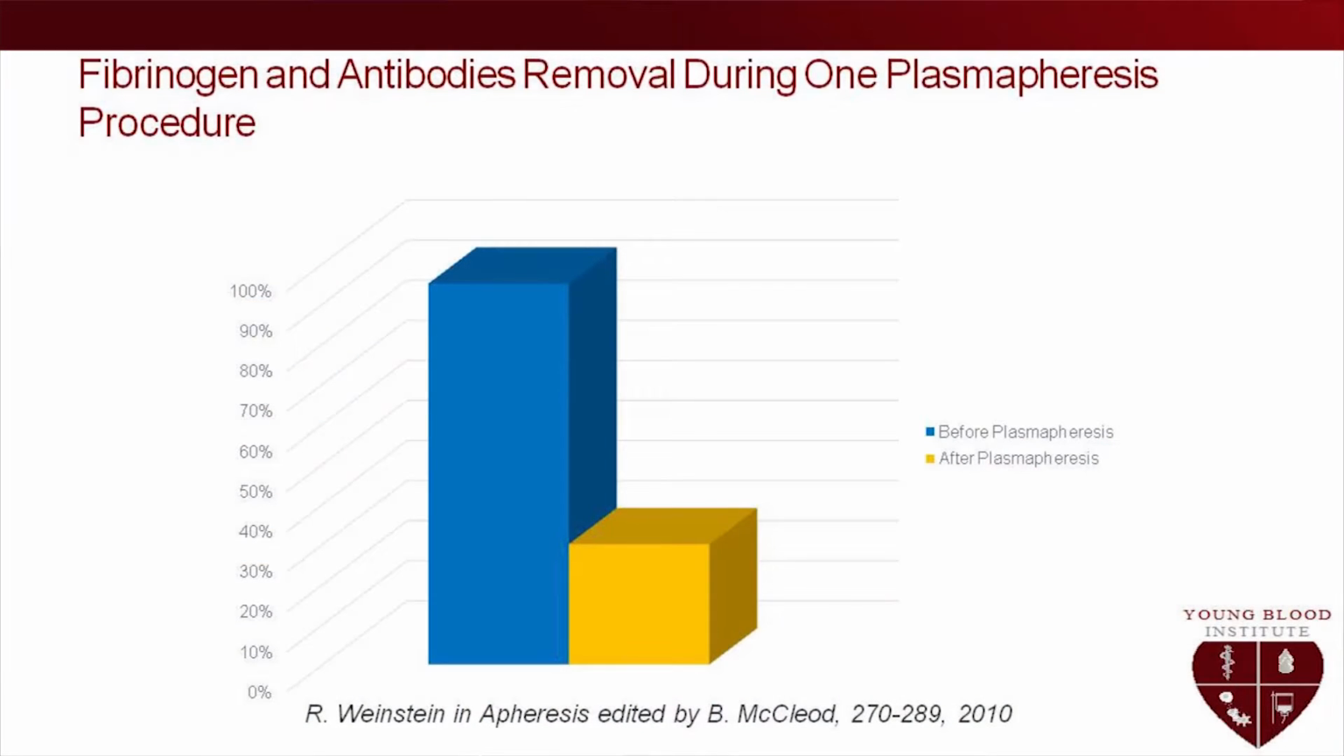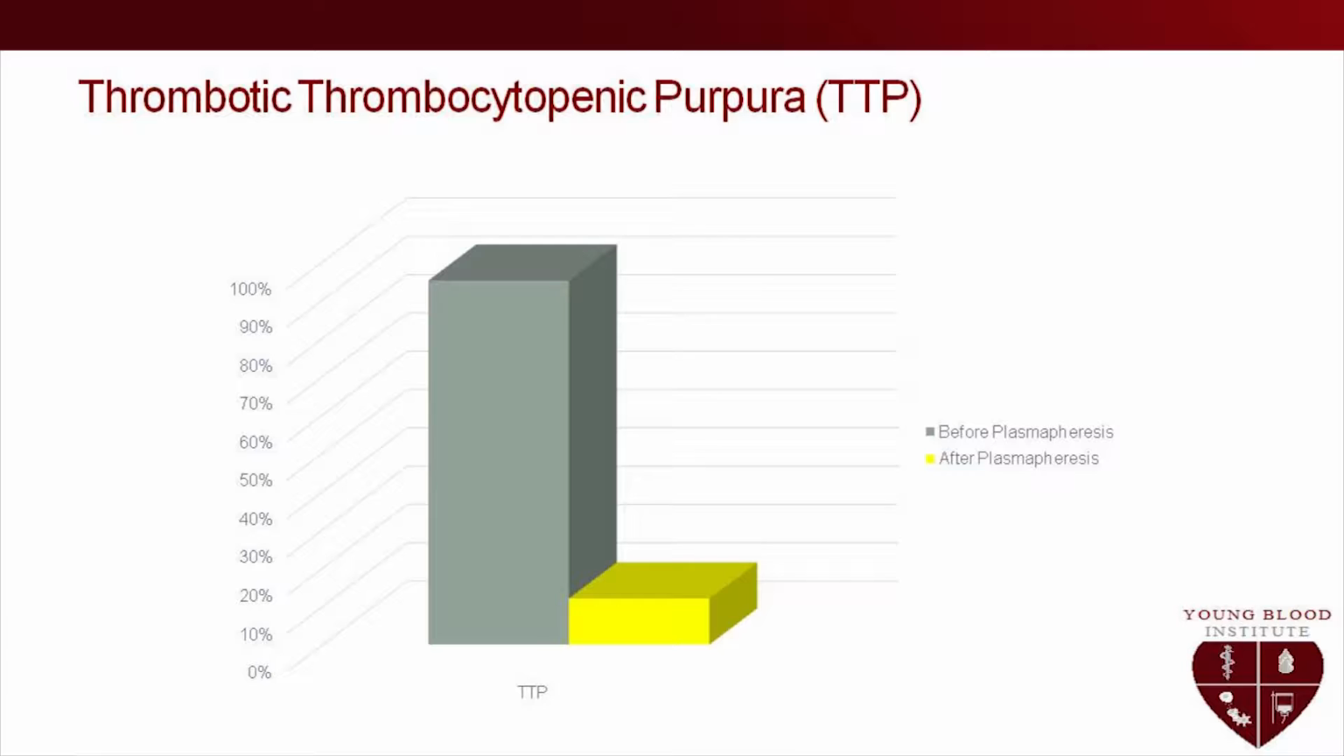This procedure removes the abnormal substances, the autoantibodies, and the pro-inflammatory factors very efficiently. As you can see here, the blue is where we start, and the yellow is where we end, and this is true for fibrinogen as well as for all the autoantibodies that we want to remove. Let me give you a couple of examples of what we have accomplished after starting to use therapeutic apheresis in the treatment of autoimmune diseases.